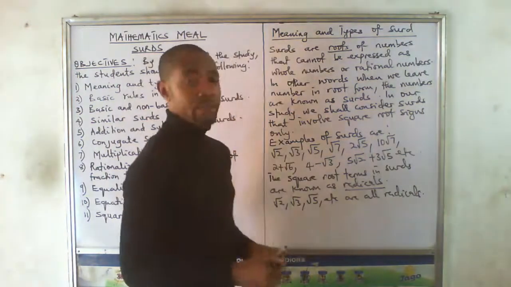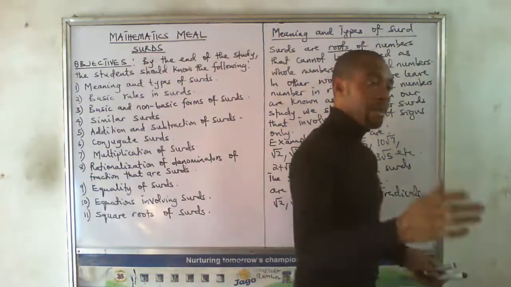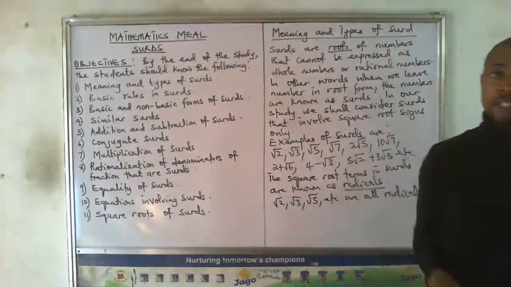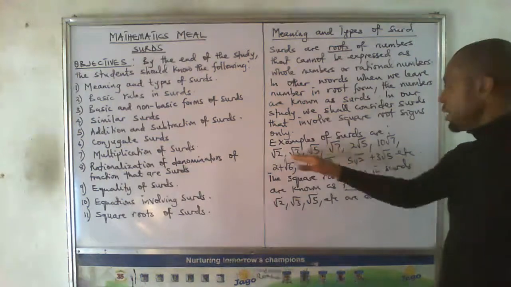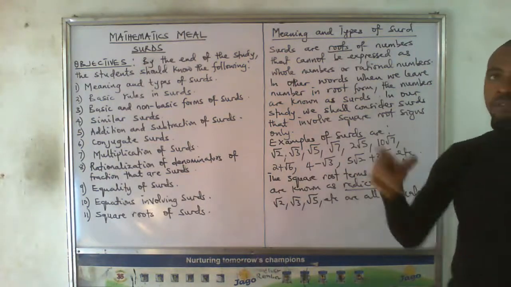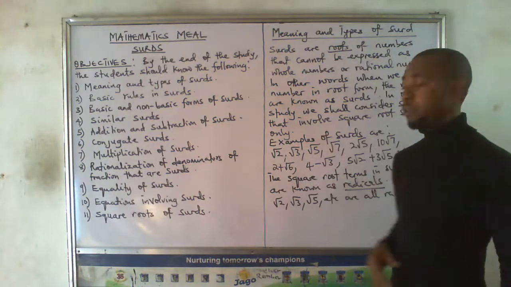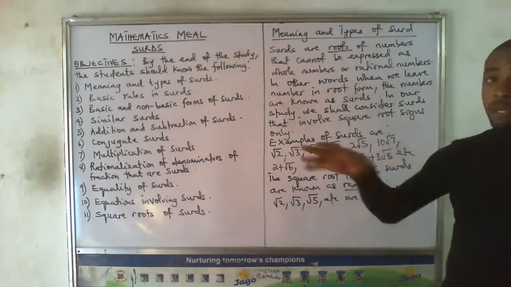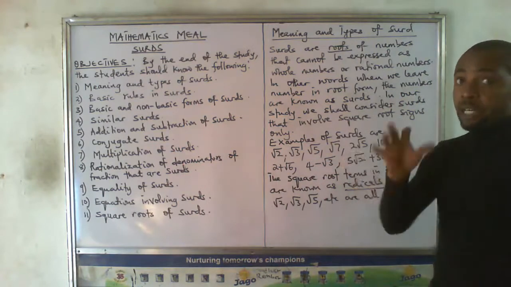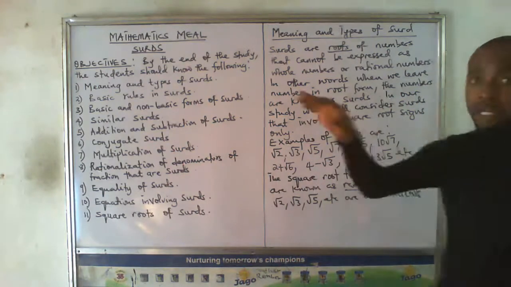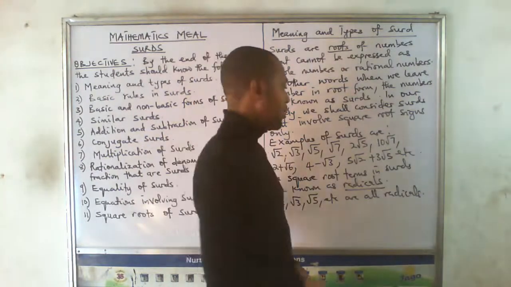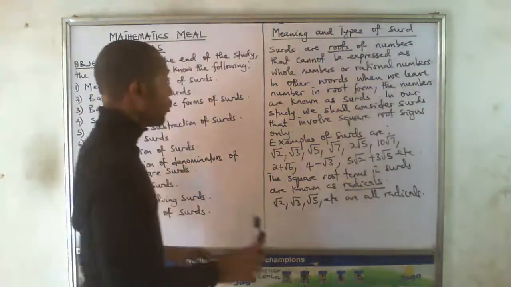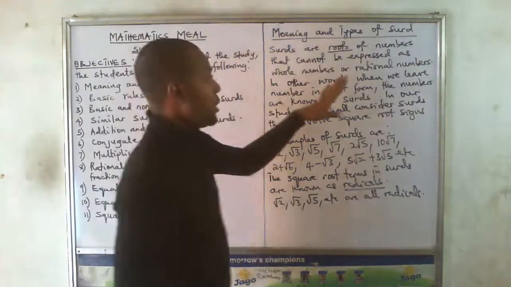They are radicals. Not that they are mad anyway, but they are radicals. That's what we call them. They can move. You will see how they will be moving by the time we continue with surds. So they are radicals, but they are not mad, because in mathematics we don't entertain madness. All right.